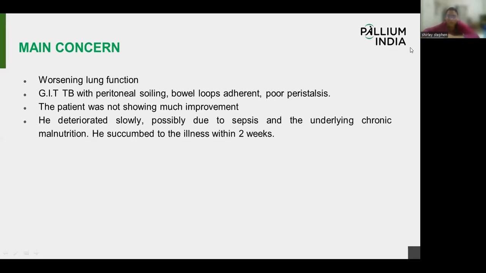And GI TB was there with peritoneal soiling and adherent bowel loops, so there was not much peristaltic movement, and his oral intake was also not really possible because the bowel loops were all adherent and it was like a frozen abdomen picture. So the patient was not showing much improvement, and he deteriorated quite slowly, possibly because of the sepsis, the underlying malnutrition, and all the comorbid illness. And he succumbed to the illness within 2 weeks of admission to hospital.